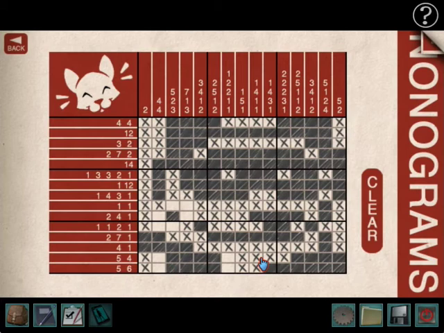Huh. What am I missing here? 1, 2, 2, 1, and this could go either way. 7, 1, 3. It could go either way here, too. 5, 2, 3, and this could go either way as well. And then 4 and 4.